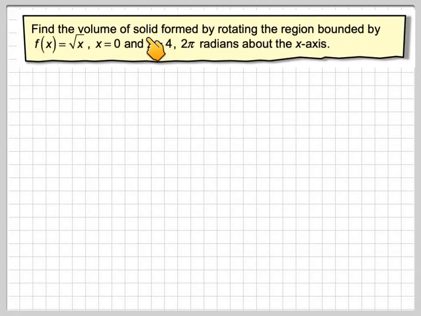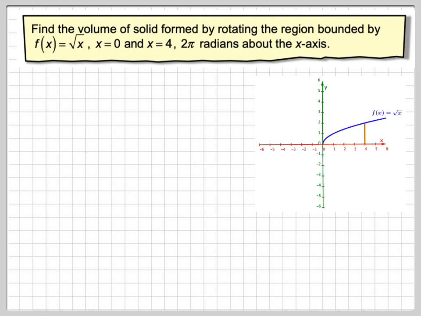Find the volume of the solid formed by rotating the region bounded by f of x is equal to square root of x, y is equal to 0, and x is equal to 4, 2 pi radians about the x-axis. Okay, if we draw a graph of f of x is equal to square root of x, it looks like this, and we mark on the points 0 and 4.